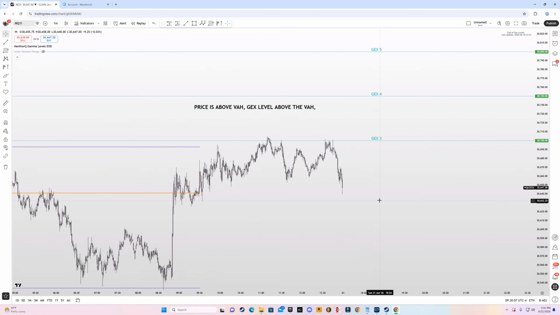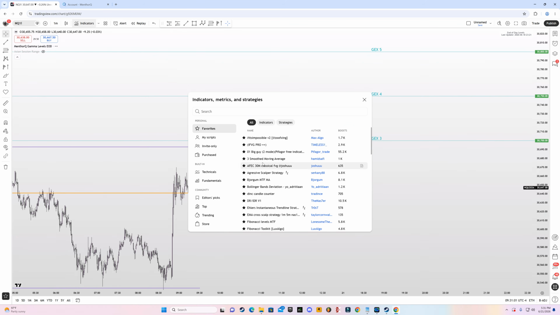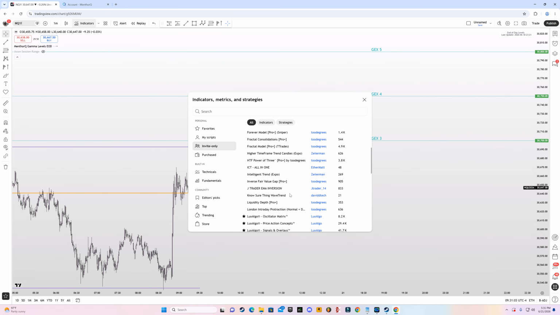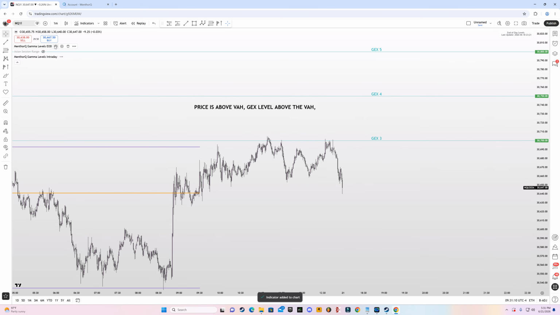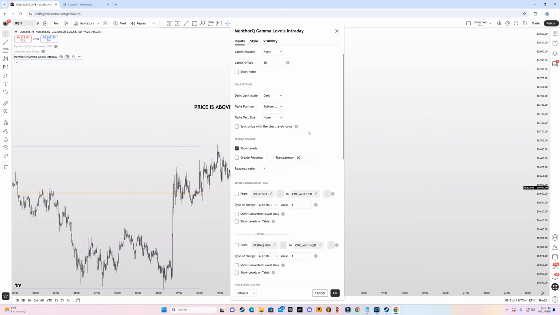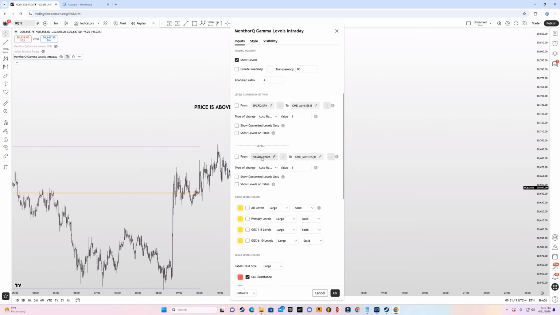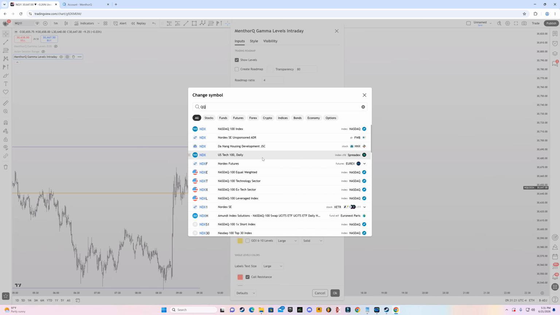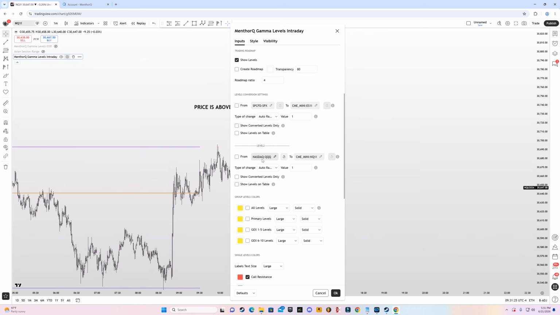And what you can also do is go here to the indicators. If you have integrated it with TradingView, you're going to go here into your invite only indicators, and you're going to have the Mentor Q levels intraday. Okay, so let's disable the EOD level here, and let's turn on the intraday levels. So once we have the indicator, this is conversion. So we're going to go here and type in QQQ, and then we're going to convert these levels to NQ. So we're going to convert QQQ levels to NQ levels.